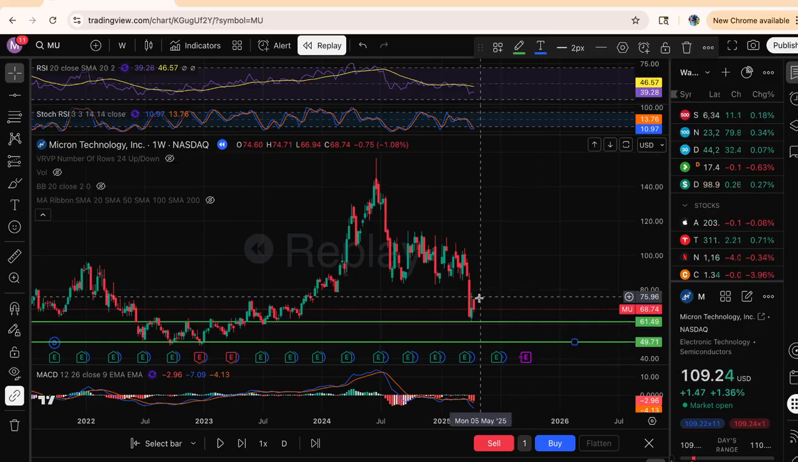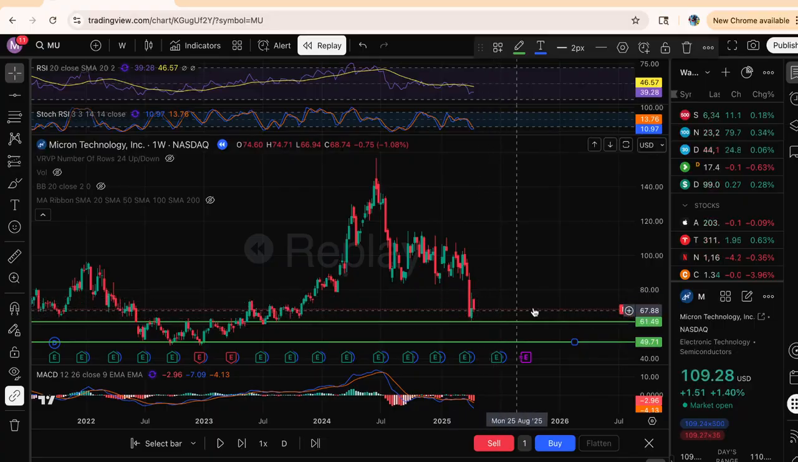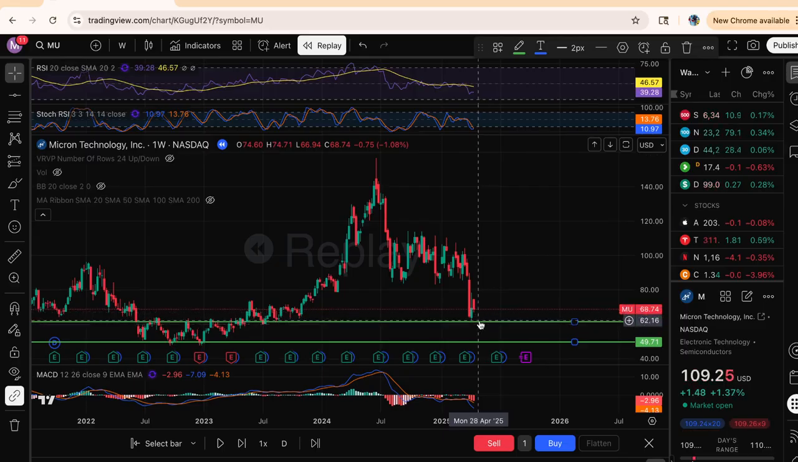So that's how you draw your support lines. And remember, your support line is always going to be beneath the current price level. The current price is at $68.74. You'll notice that those support lines are beneath that level.